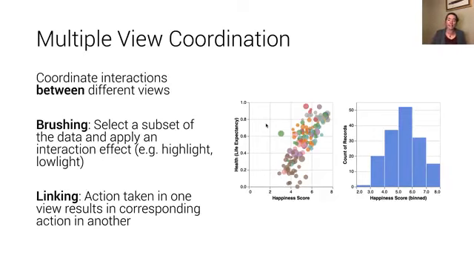When I have linking, I'm getting a little more sophisticated. The action that I'm taking in one of my visualizations results in a corresponding action in another. So if I select a subset of data points, maybe my histogram updates to show me information only pertaining to that subset of data points. I can see a little bit of this here, where I use a lasso selection, and based on my lasso selection, I see these blue bars drawn that illustrate the distribution of happiness scores within that selected region where I've applied my lasso.